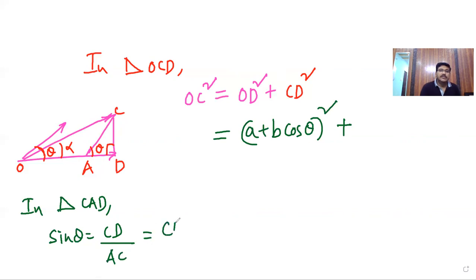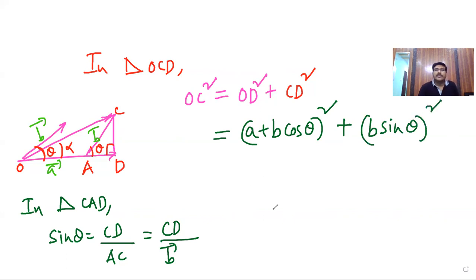Now, CD is what I am interested in. CD by AC is how much? AC is nothing but the vector. A bar is this vector, B bar is this vector, and this vector is parallel to B bar. So CD, I am directly writing, is B sin theta. Clear? Now I am expanding these terms.